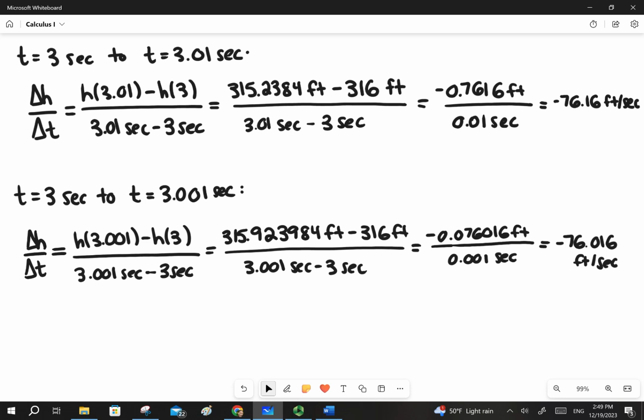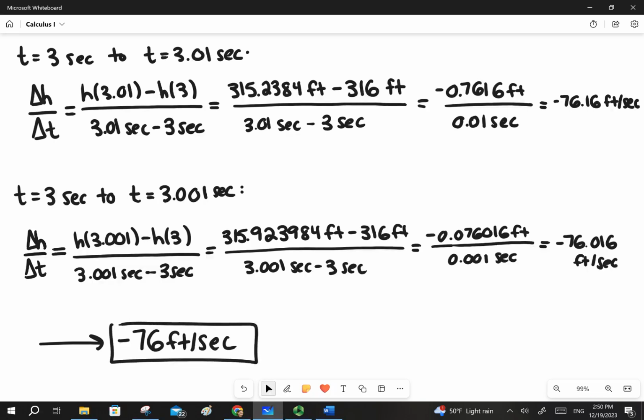Now, it's impossible to know for sure just by testing smaller and smaller intervals what the instantaneous rate of change is, but it sure seems like these values are getting closer and closer to negative 76 feet per second. So our estimate for the instantaneous rate of change at 3 seconds is negative 76 feet per second. This is our first example of estimating a limit. We attempted to predict what will happen to the average rate of change as the time interval at 3 seconds approaches length 0.